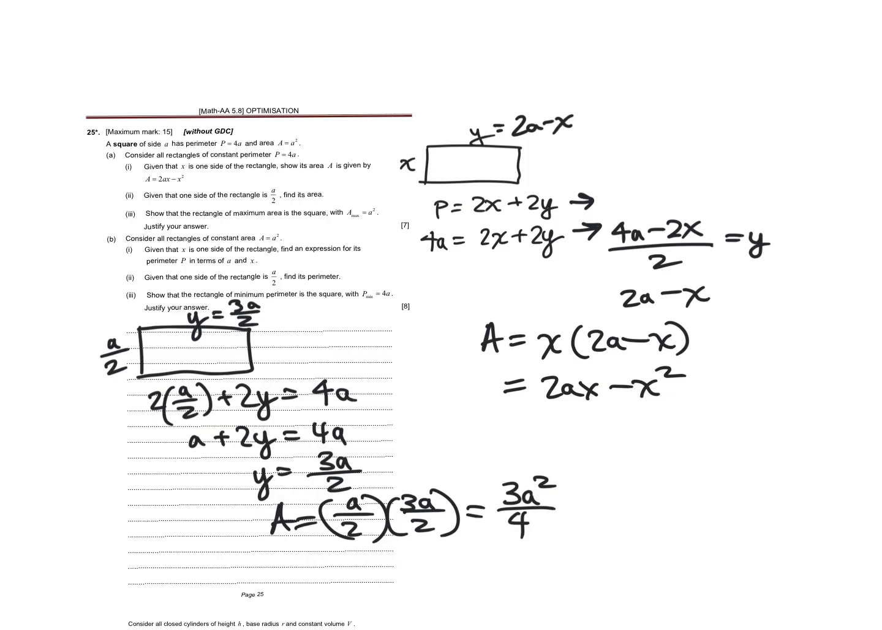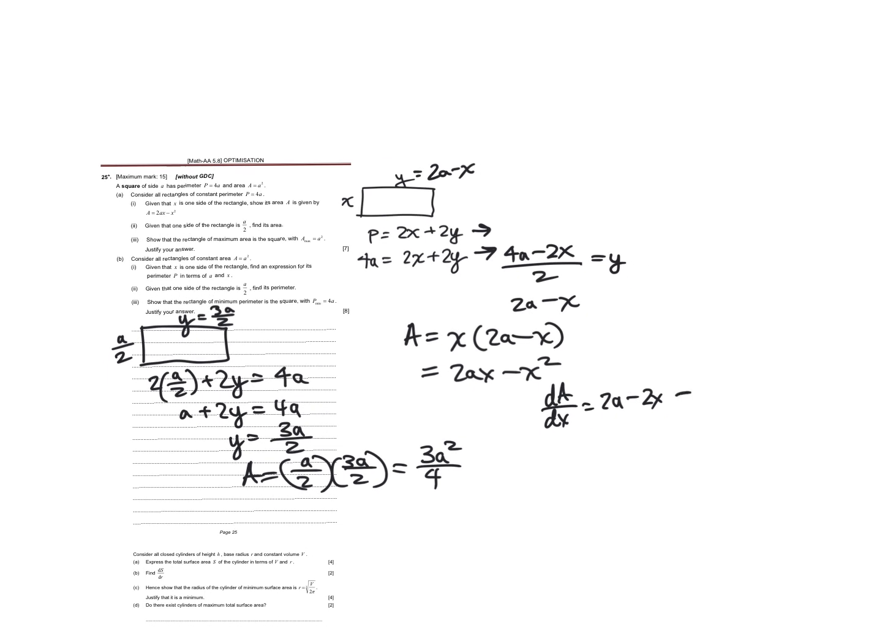Show that the rectangle of maximum area is the square with the area of the max equals a squared. Justify your answer. So I'm not entirely sure which one they're talking about. So if we do this one, dA/dx, that's 2a minus 2x equals 0. So 2a is 2x, so a is x. And so at x equals a, the area would be a squared.